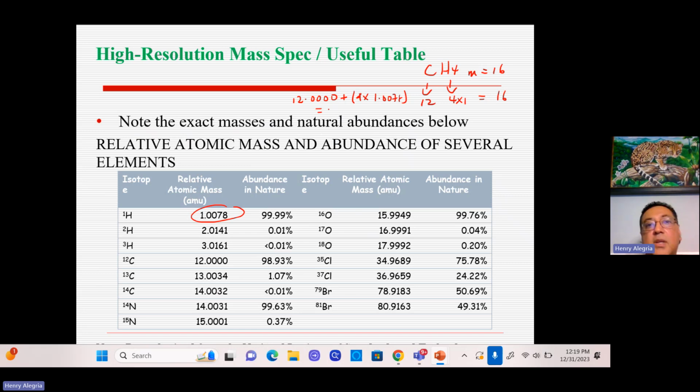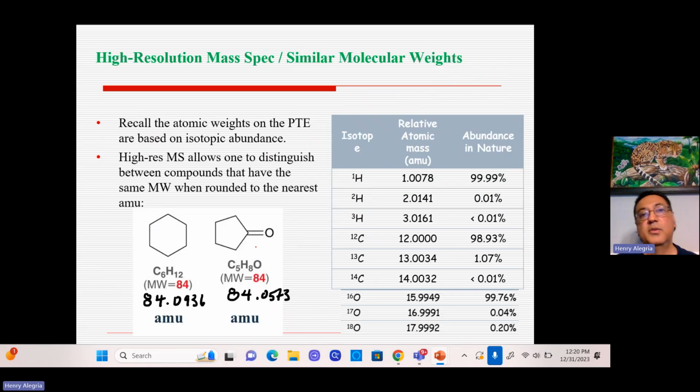So to this, I should add not 4 times 1, but 4 times 1.0078. If I do this, let me do this on my calculator here. So 1.0078 multiplied by 4 is 4.0312. And if I add 12.0000, that will give me a total mass of 16.0312. That is the actual mass. Now, if a mass spectrometer does not have the ability to measure masses up to 4 decimal places, you lose that detail. Here is where that can actually come in handy. And this table is just showing you for other things, like a deuterium is not 2, but 2.0141. A C13 is really 13.0034. Let's say an oxygen is not really 16, it's 15.9949, etc.